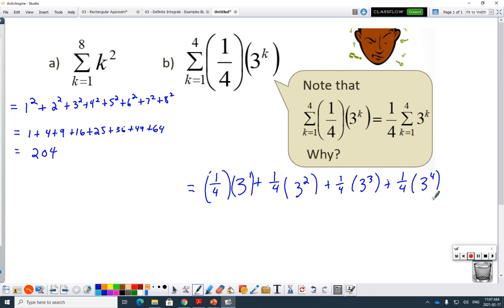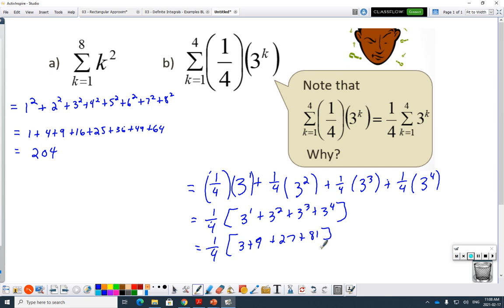Do you see how the 1/4's in all of them, though? So it would have been easier if at the start I had kept that 1/4 out front, and what I would have ended up with is 3 to the 1, 3 to the 2, 3 to the 3, and 3 to the 4. That's all that little sidebar is saying: if there's some clever common factoring you can do, you can save yourself a lot of writing. Even though sigma notation saves you a lot of writing as it is, you can save yourself even more. And so then I get 3 plus 9 plus 27 plus 81.